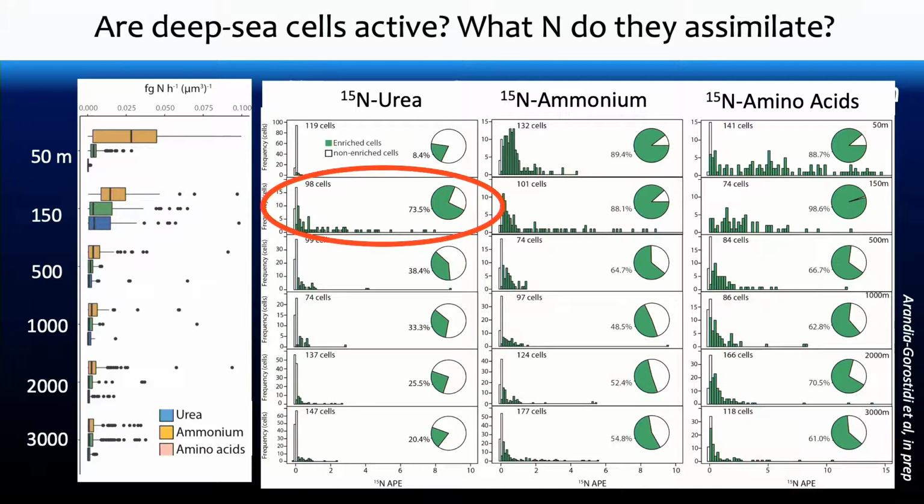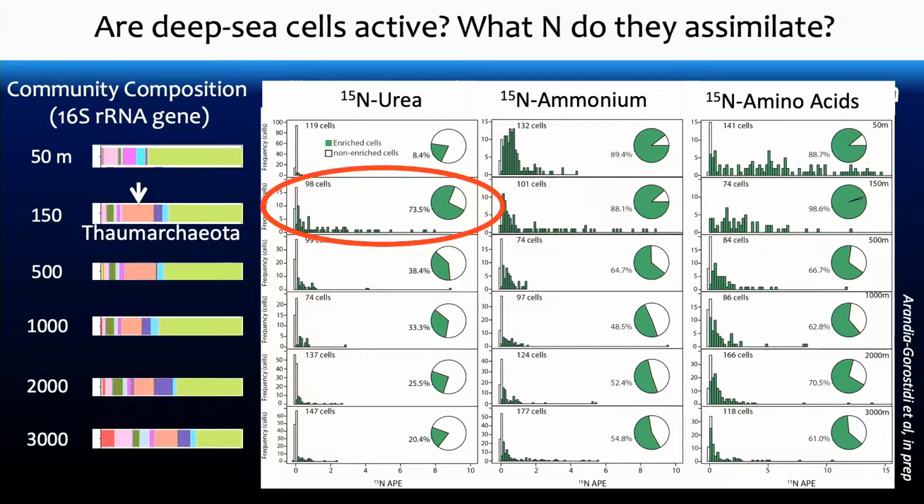So again, we don't know necessarily if 75% of the cells are actually assimilating urea, or if we have a much smaller group of cells that are very effectively unlocking that resource for the rest of the community, who are then assimilating secondary products. But you do see that at this depth, you have more access to urea than you do elsewhere.